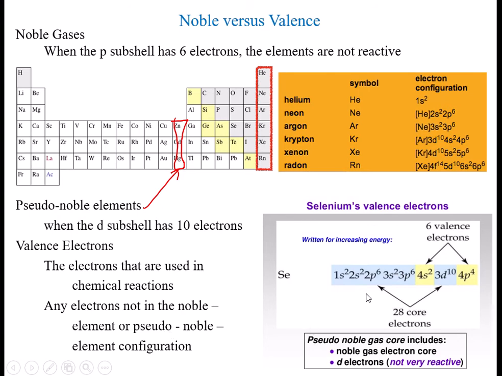So this right here shows the electron configuration for selenium. Okay, so selenium is 1s2, 2s2, 2p6, 3s2, 3p6. And then I have the 4s2, so that's here, the 3d10, which is this right here, and then the 4p, 1, 2, 3, 4. And so selenium has 6 valence electrons and 28 core electrons.